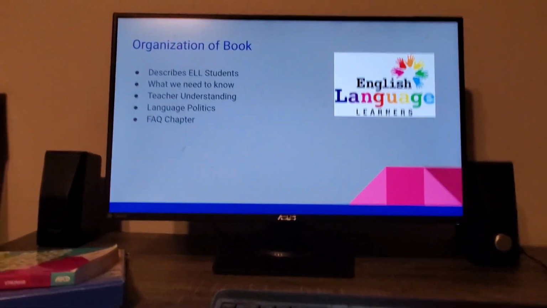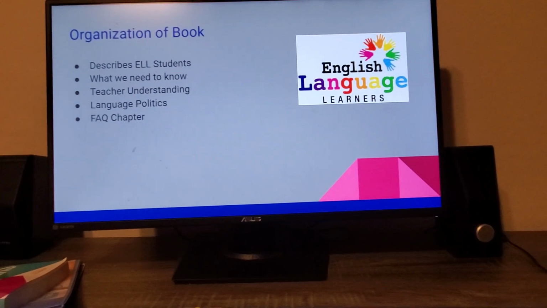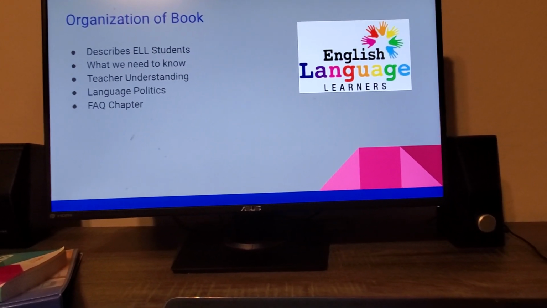So the organization of the book starts off with describing ELL students, like what ELL students are, that they come from somewhere else, whether it be Mexico or Canada or somewhere in Africa, Europe. It doesn't matter where. They don't know English. They're here, and we try and teach them English. And it talks about how their background is very important with how they learn, and that we need to understand that. And the second chapter is what we need to know as educators.